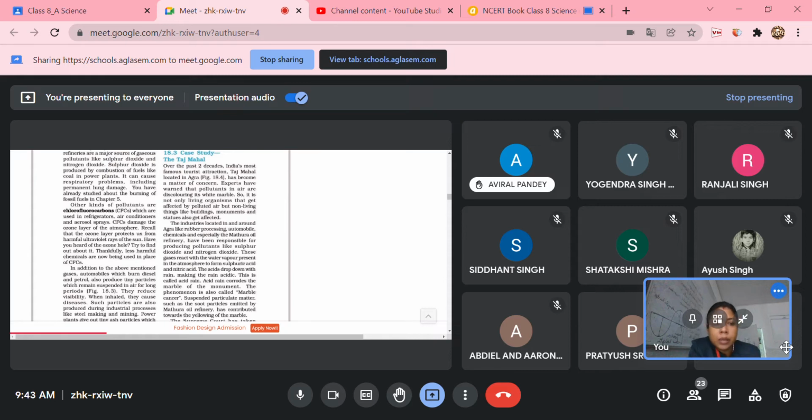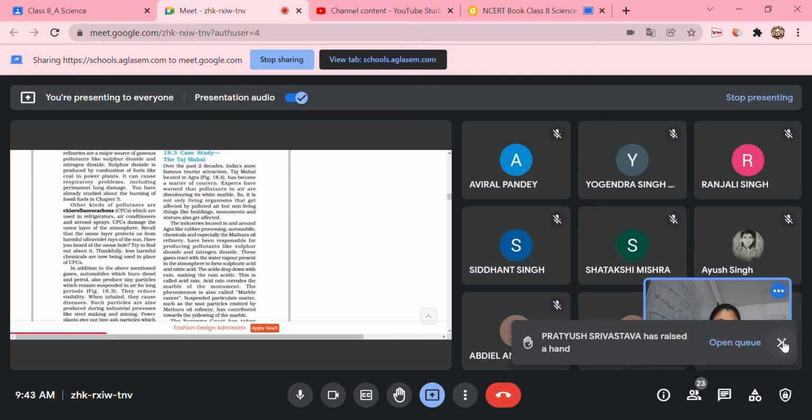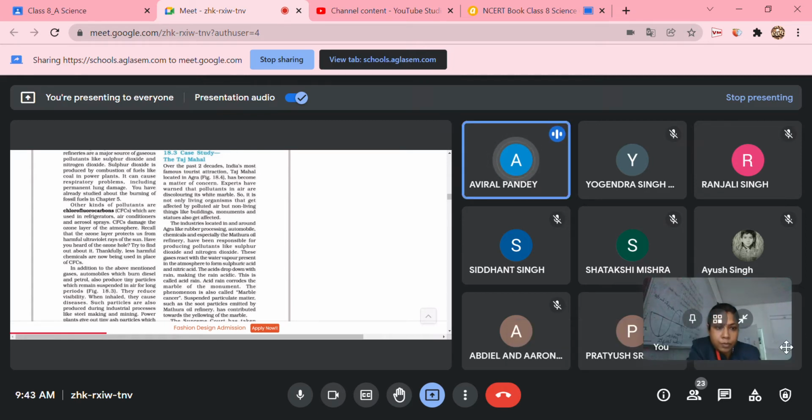Yes, Aviral. Yes, right. Ayush, you're right. Yogendra, you're also right. Ma'am, the Taj Mahal is located at a place where there are many industries set up. There was a coal or some industry. Refinery. Yes, the Mathura refinery was there.